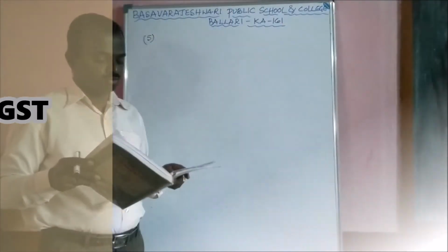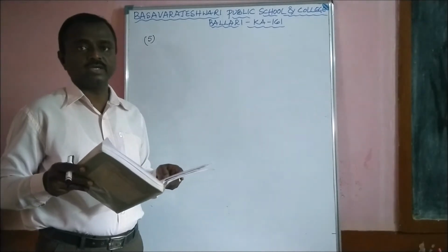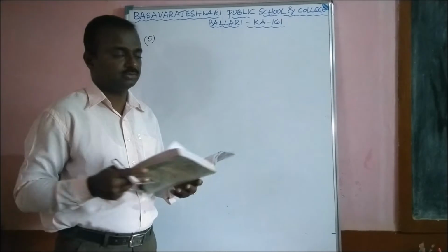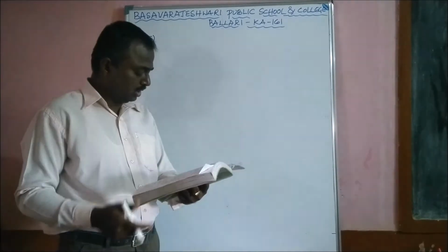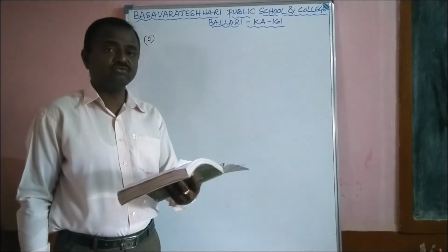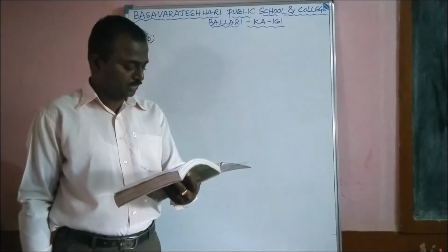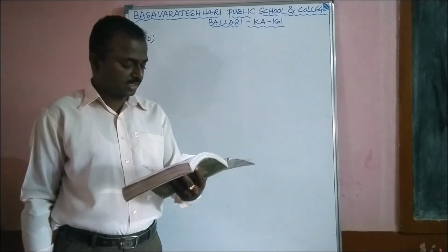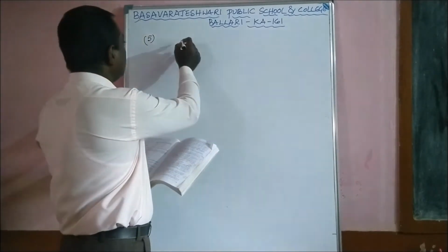In this class, we'll move on to the next question in exercise 1, GST. Question number 5. Here, a dealer purchased a music system from the manufacturing company for rupees 25,000. So, dealer purchased from manufacturing company.